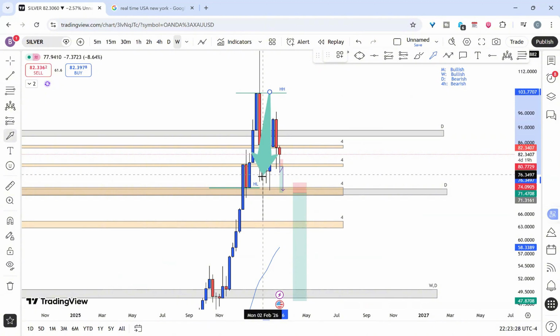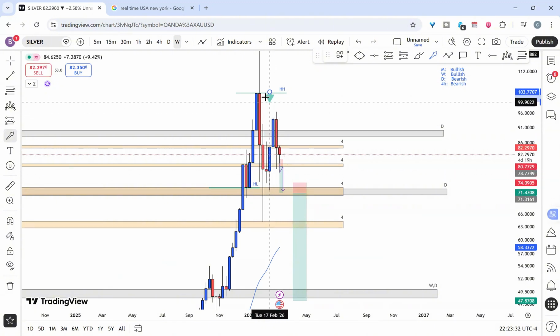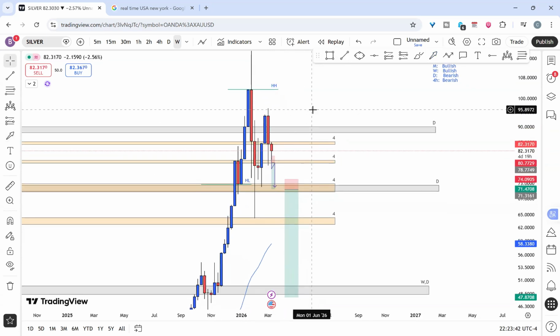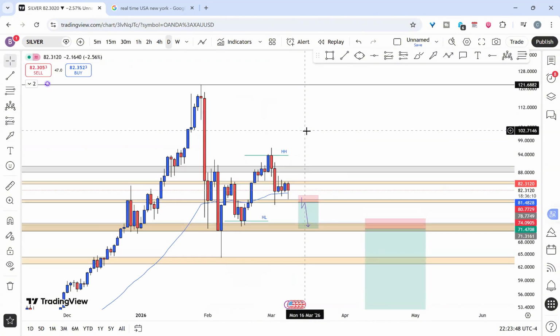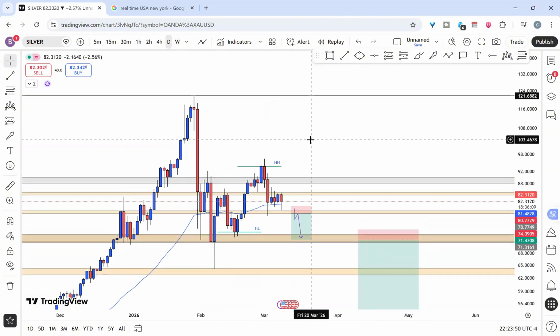So it came back down, and then we had a doji, and then it came back up. However, it is still under the higher high. So once we create a new lower low, that means that it is going to the downside. So for right now, the weekly time frame is bullish. The daily time frame is also bullish, but it may go into the bearish momentum.